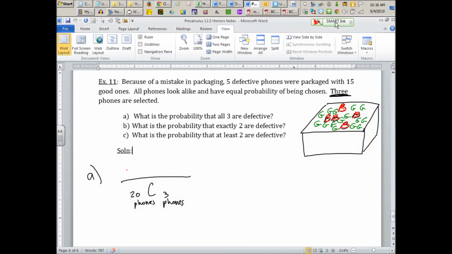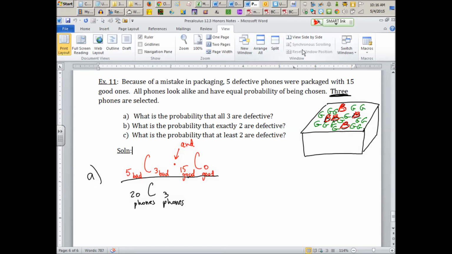To do that, from the 5 bad phones, we need to choose 3 bad phones. And from the 15 good phones, we need to choose no good phones. You see. So why did I put a times in the middle? It's because of the word and. When I reach into the box, I wish to pull out 3 bad phones from the 5 bad phones, and I wish to pull out 0 good phones from the 15 good phones. I want to do both. I want to accomplish both of these tasks: to get 3 of the 5 bad phones and to get 0 of the 15 good phones.